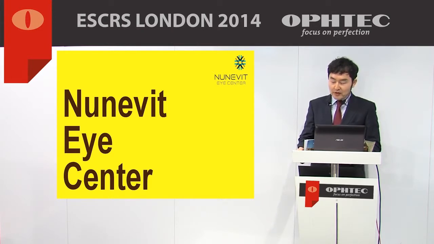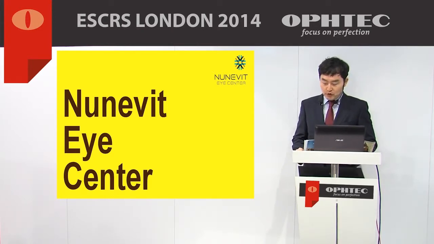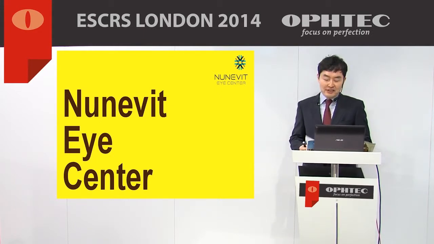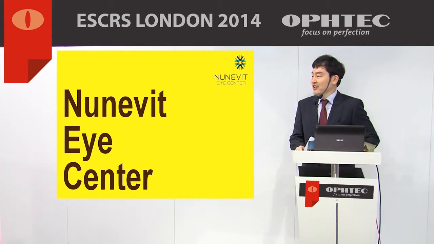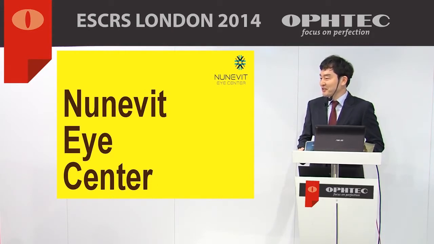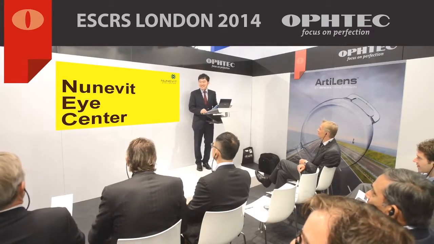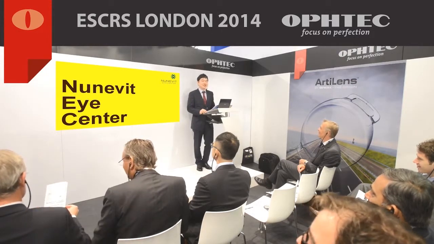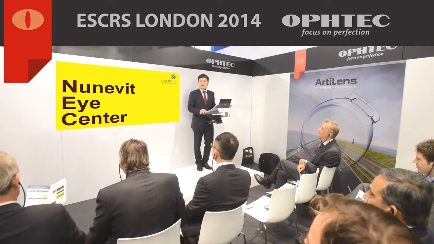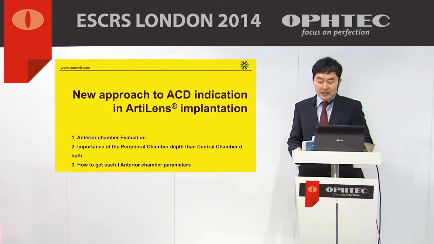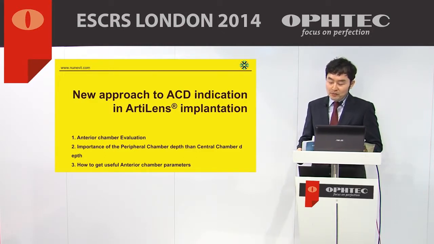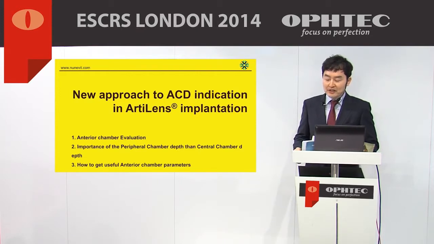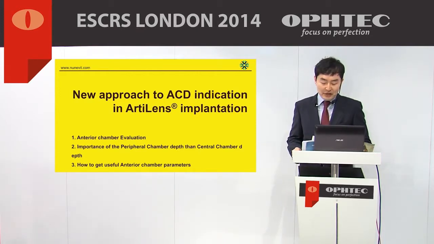This morning, I'm gonna talk about the new approach to measuring anterior chamber depth for Arti-Lens implantation. Actually, English is not my mother tongue, so my English is not good. Please understand me. My presentation is divided into three parts. I will start by presenting anterior chamber evaluation. Then I will tell you the importance of peripheral anterior chamber depth in Arti-Lens implantation. Lastly, I'll summarize how to get the useful anterior chamber parameter for Arti-Lens implantation.